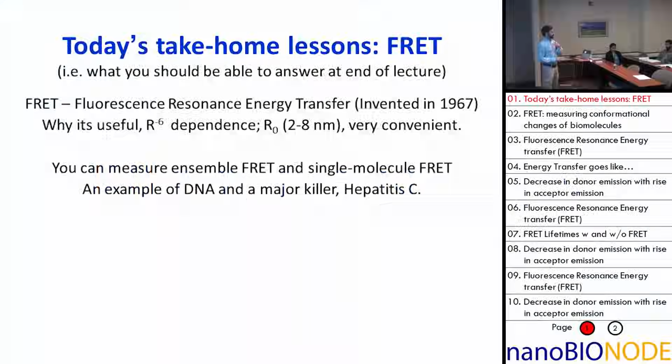So today is about figuring out how much the change in energy transfer is, and what it depends on. FRET has been around basically since 1967. And why it's useful is basically the reason I just gave: the fact that it depends on the distance between the two points, one labeled with a donor, one labeled with an acceptor, to the sixth power, is critically important.